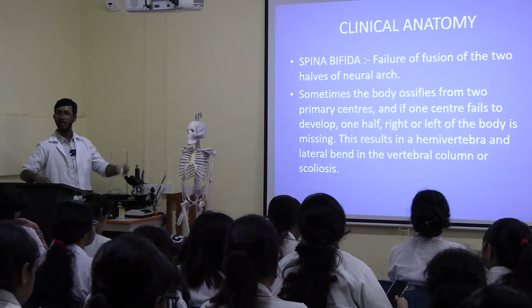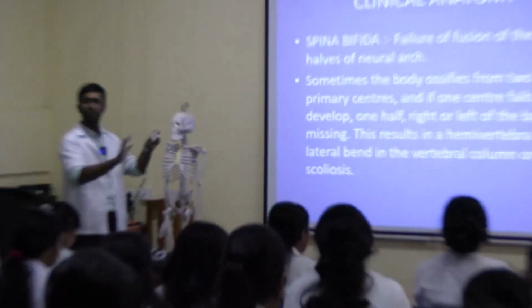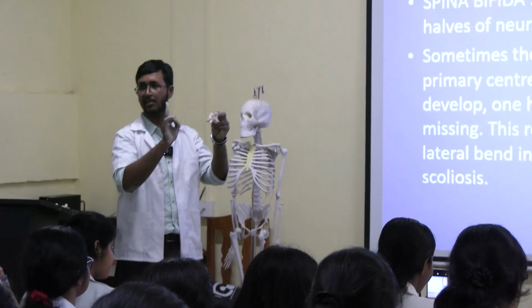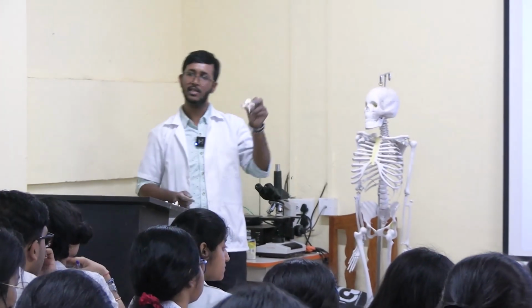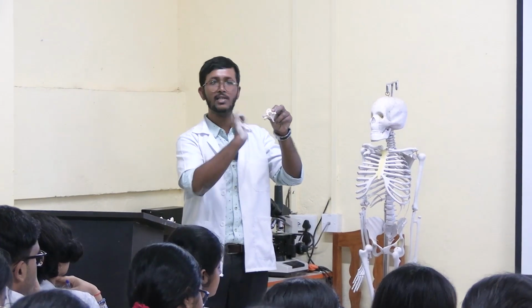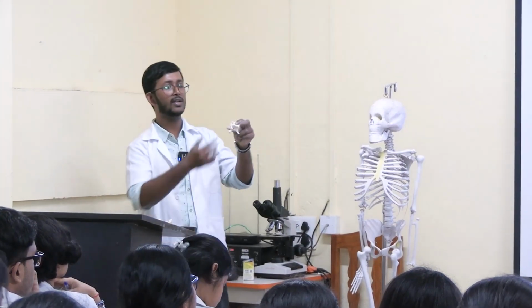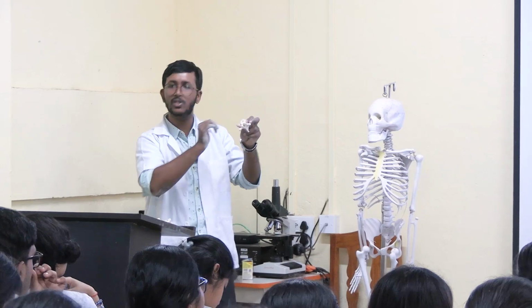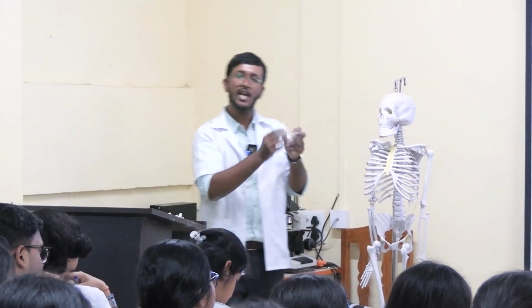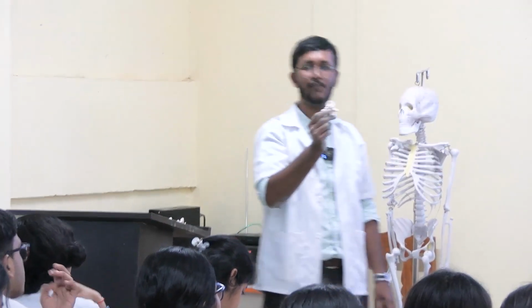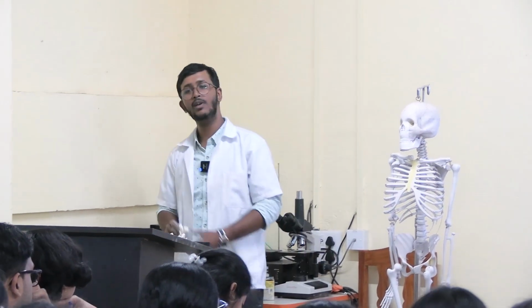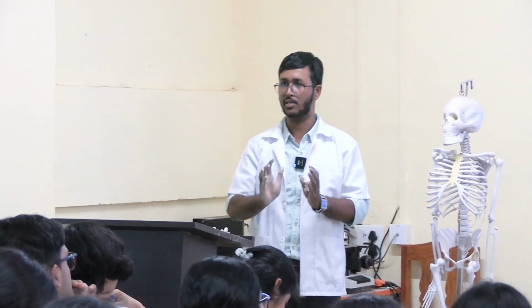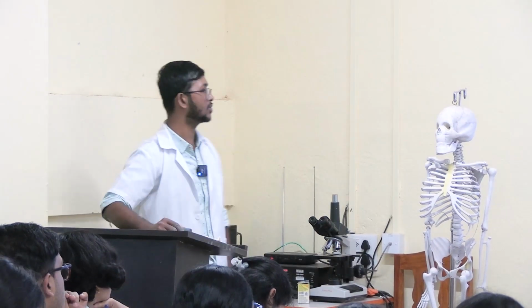Then sometimes the body also, usually in the body there is only one primary center. But in certain conditions, there are 2 primary centers in the body. So when 2 primary centers are present in the body, if one of them doesn't get fused with the other, then we will get a hemivertebra. Hemivertebra means half vertebra. That will result in lateral bending of the vertebral column, ultimately leading to scoliosis. Okay? Ultimately leading to scoliosis.